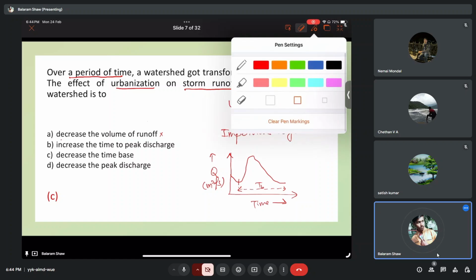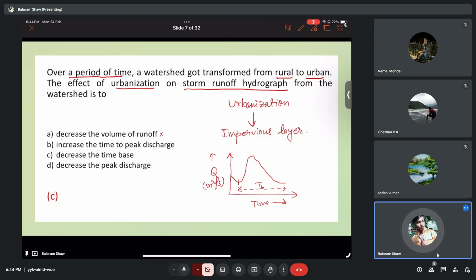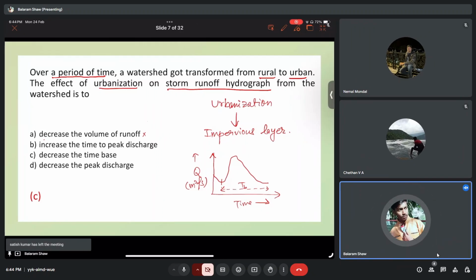Increase the time to peak discharge. As the runoff volume has increased, the time it will take to reach the peak, which was happening during the rural time, will be very fast, and hence it will not increase the time to peak discharge. Next we have decrease the time base.